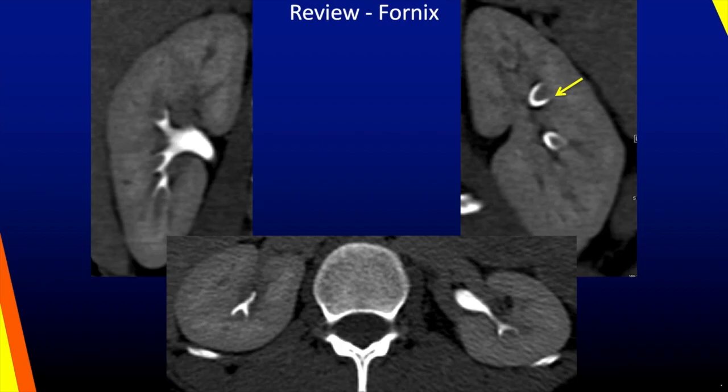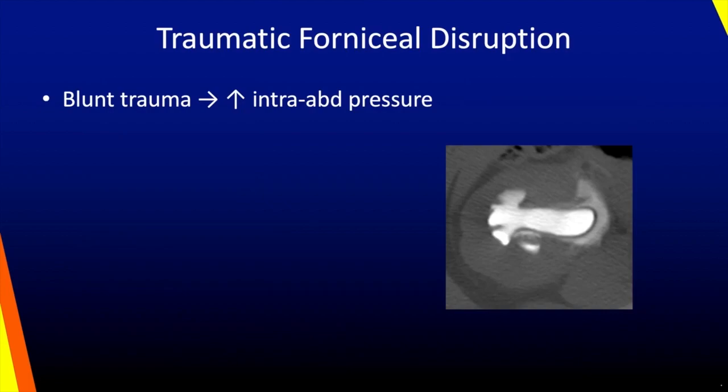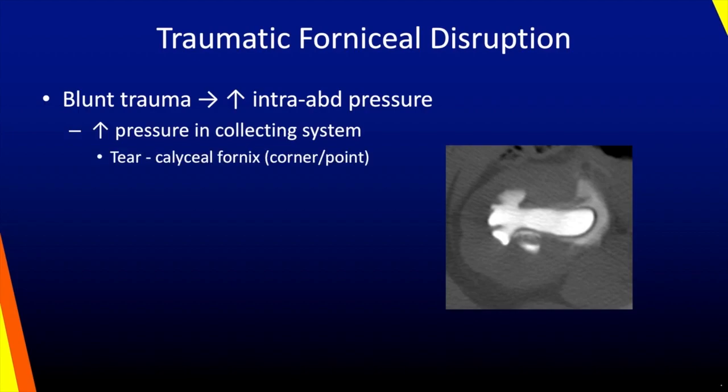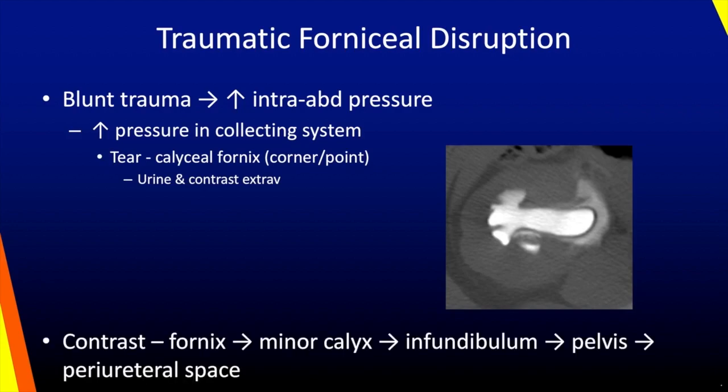These are the corners of the calyces as seen in these coronal and axial images. Blunt trauma can increase intra-abdominal pressure, leading to increased pressure in the collecting system and a tear in the calyceal fornix. This can lead to urine and contrast extravasation. Contrast can pass from the fornix, down the minor calyx, along the infundibulum, along the pelvis, and finally out into the periureteral space.